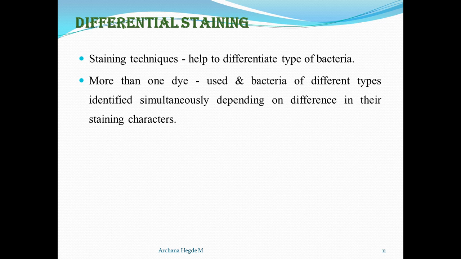Coming to differential staining. Differential staining is a technique that helps to differentiate types of bacteria. Here more than one dye is used and bacteria of different types are identified simultaneously depending on the difference in their staining characters. Like some take basic stain, some take acidic stain, which are also called primary stain and secondary stain. Secondary stain is also called counter stain.